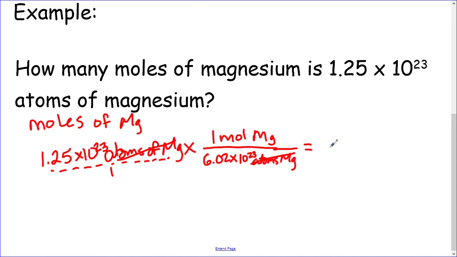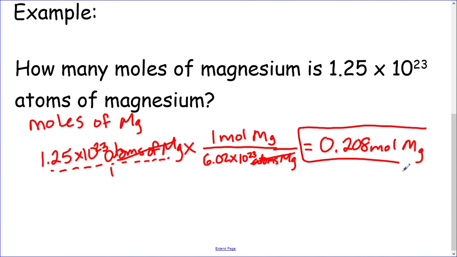So take a second on your calculator and make sure that you know how to use it. Make sure that you can divide these numbers accurately to get the correct answer. And the number that you're looking to get is 0.208 moles of magnesium. So let's see if you can work that out on your calculator.